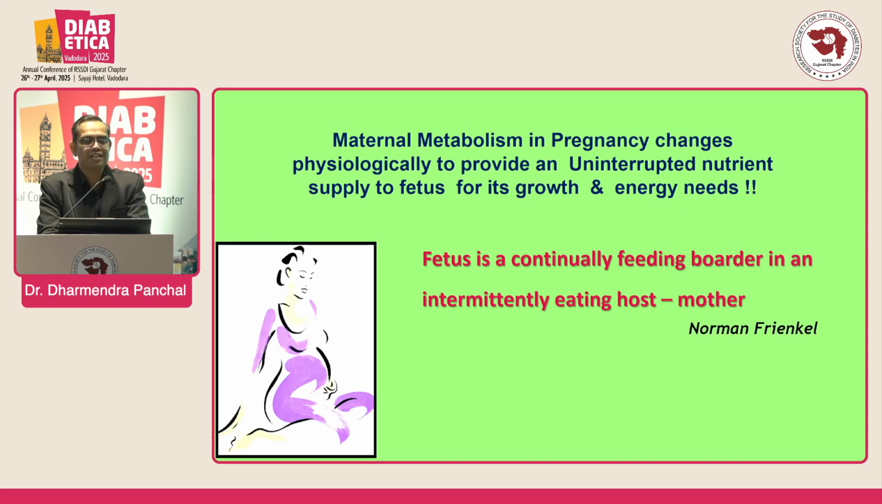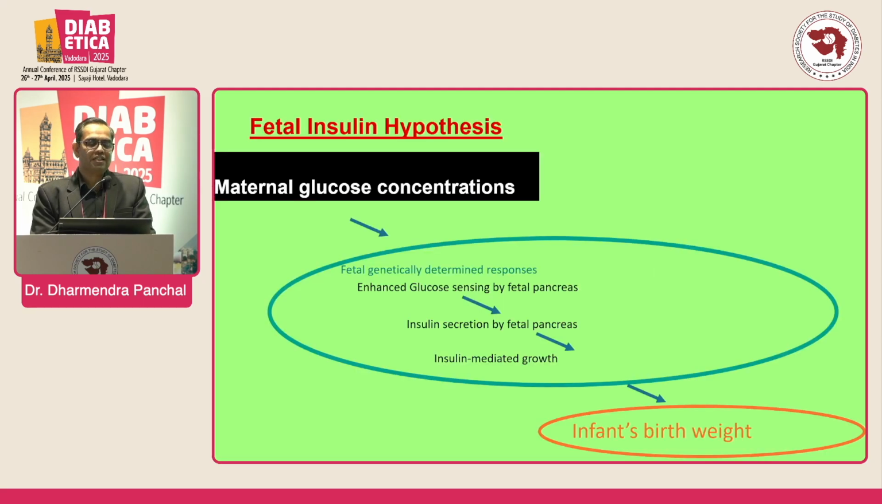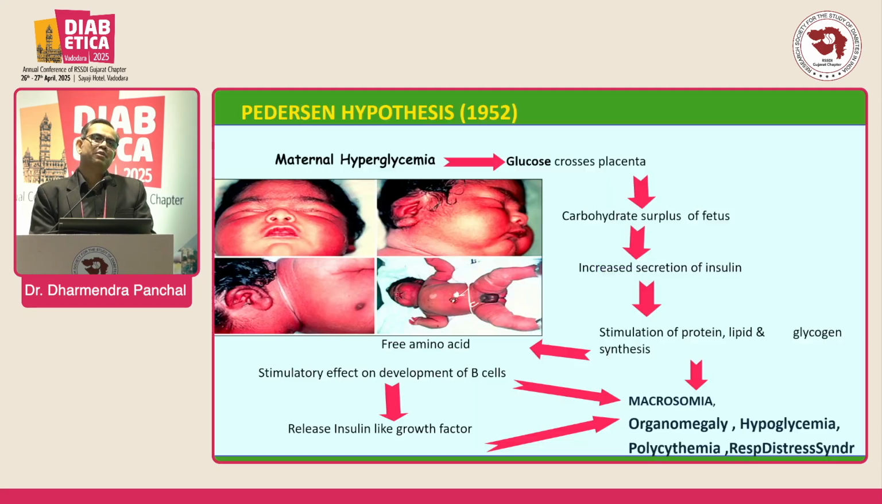The mother is intermittently eating, and maternal metabolism in pregnancy changes physiologically to provide an uninterrupted nutrient supply for the growth of the fetus. That leads to the fetal insulin hypothesis, and this ultimately forms the base of the theory for Pedersen's hypothesis, where maternal hyperglycemia ultimately will lead to macrosomia, organomegaly, or hypoglycemia.